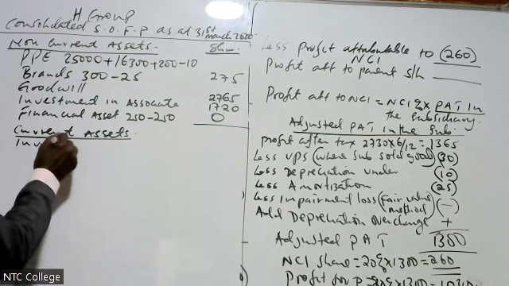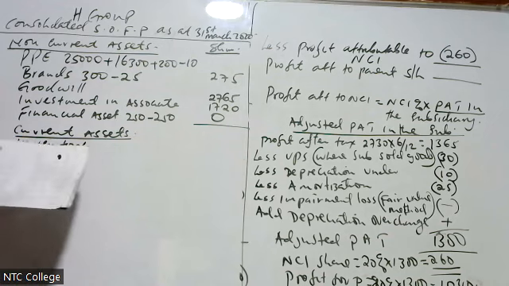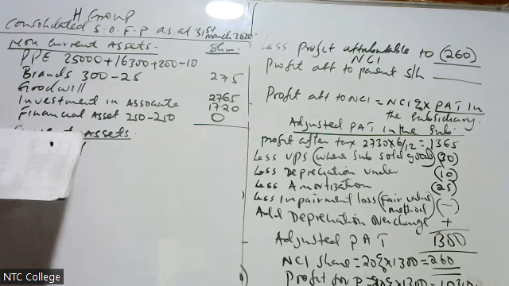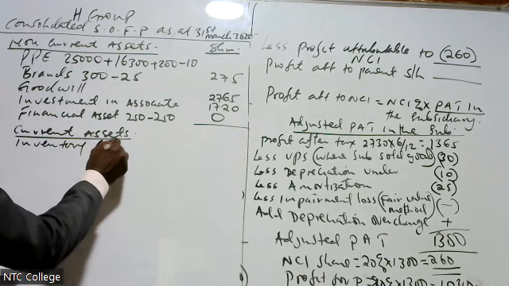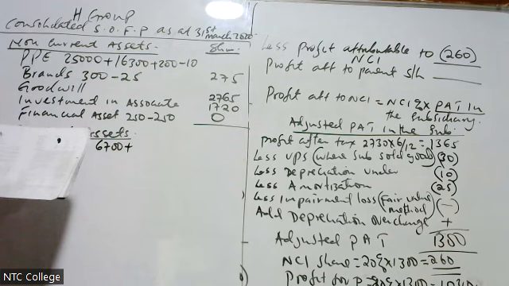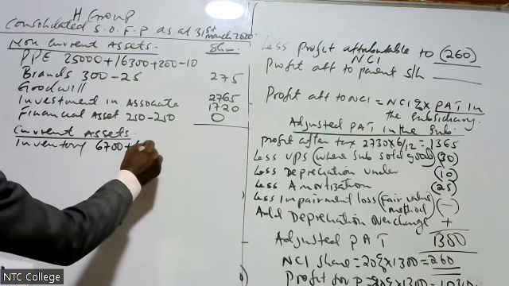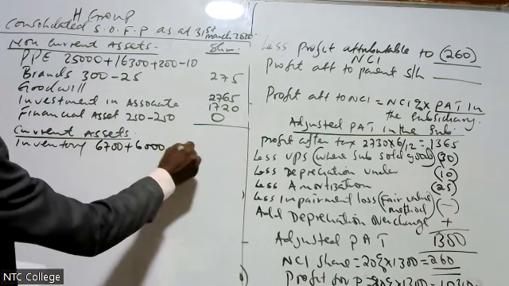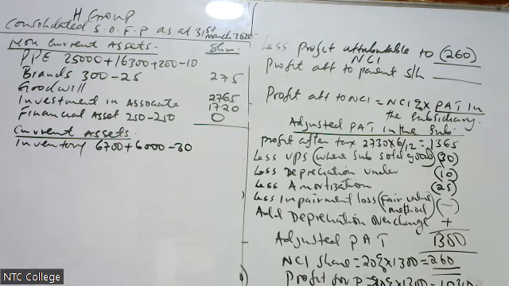Inventory. Inventory is H 67 plus 6,000 minus 30, the UPS. On inventory, you always subtract the UPS if it is there. Total UPS. Always you subtract UPS.